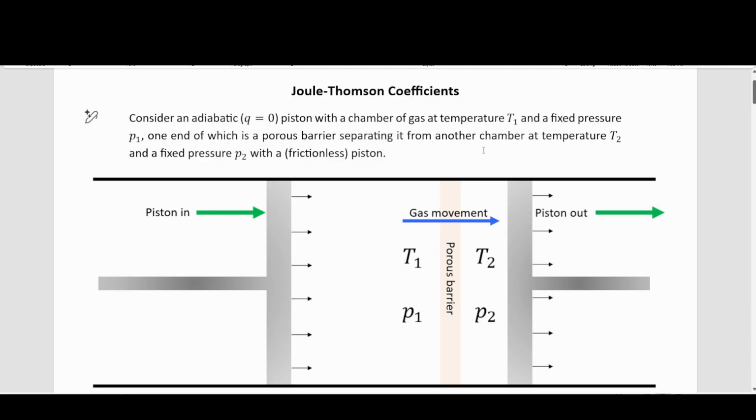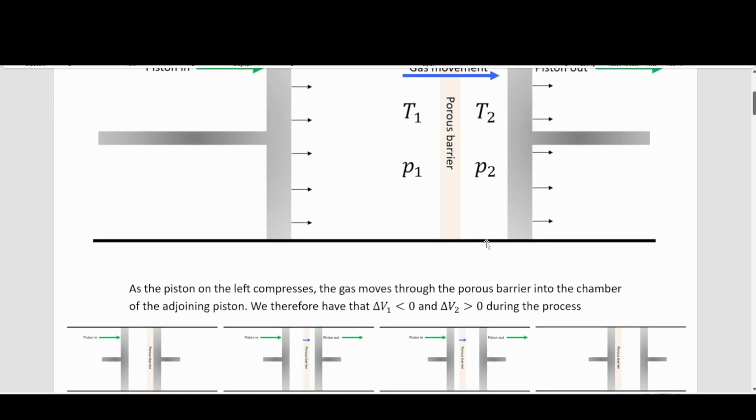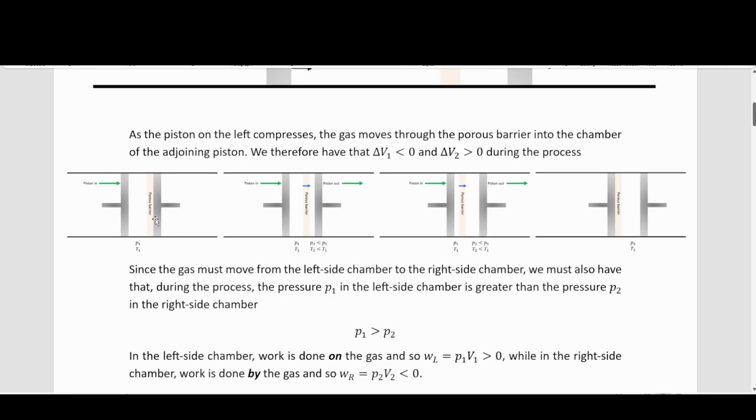which has a temperature of T2 and a fixed pressure of P2. So over here, the pressure is also not going to change. And there is a frictionless piston right here. So as this piston on the left is pushing in, the gas moves through this porous barrier and enters into this piston here on the right. And so what will happen over time is we will start like this, where this piston is all the way up against the porous barrier.